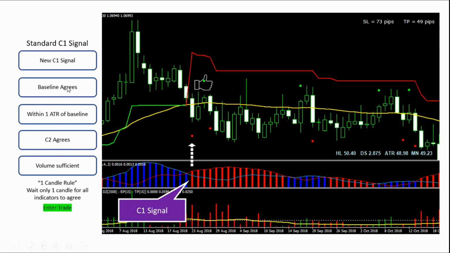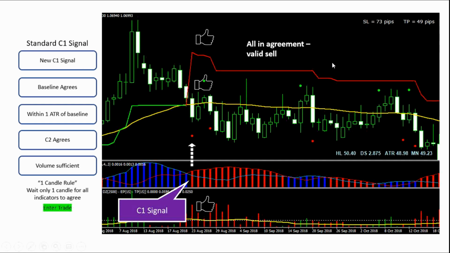The next thing we want to make sure is that our C2 agrees. So we look up and there, our Supertrend agrees. So that is good. And finally, we need to make sure that we have sufficient volume to support the trade. So we come down here and we look at our Waddah, and yes, there we go. We have sufficient volume.